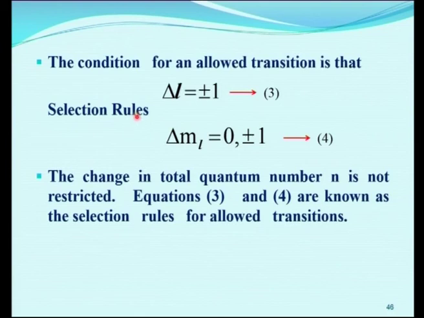Then the selection rules for delta ML. Delta L means the variation in the orbital quantum number, and delta ML means the variation in the magnetic quantum number. This varies as 0, ±1. The change in the principal quantum number n is not restricted. The above equations 3 and 4 are known as the selection rules for allowed transitions.